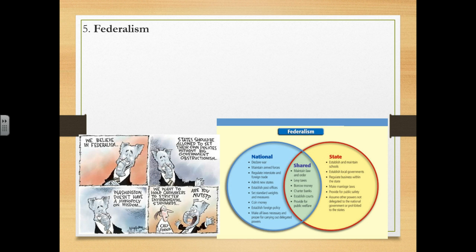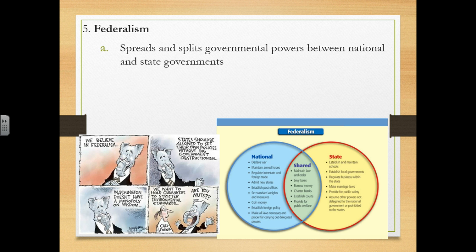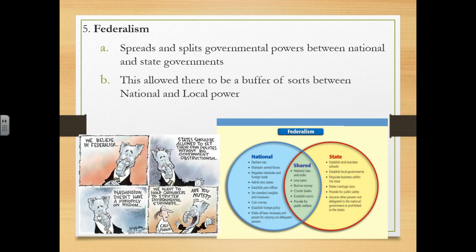The last one is federalism. This is the most complicated part. However, what it does is ensure that government powers are split between national and state governments. This allowed there to be buffers of sorts between national and local power. It's not a very clean distinction. You can see on the bottom right hand that there are some national powers and some state powers that each of them have independently of the other. And then there's some shared powers.